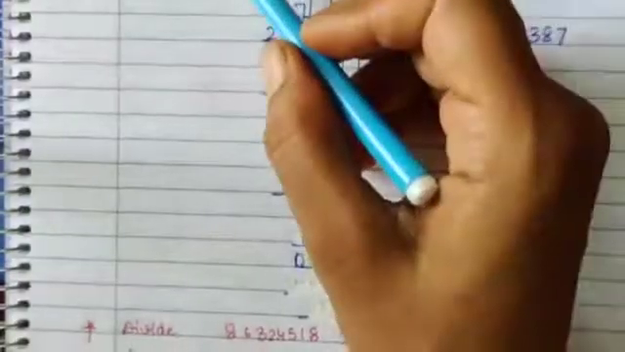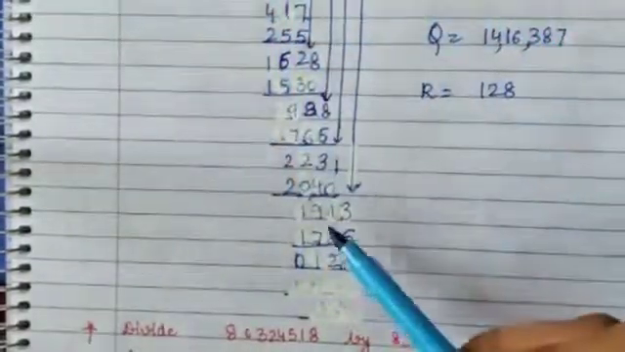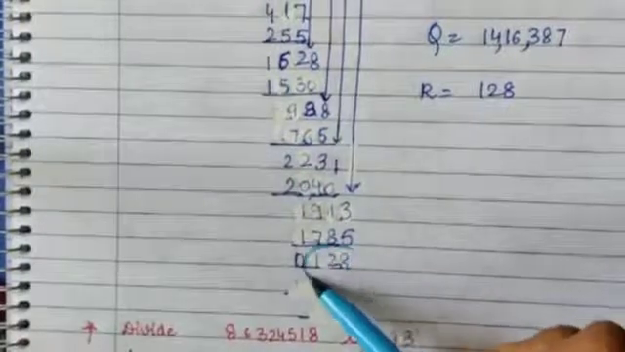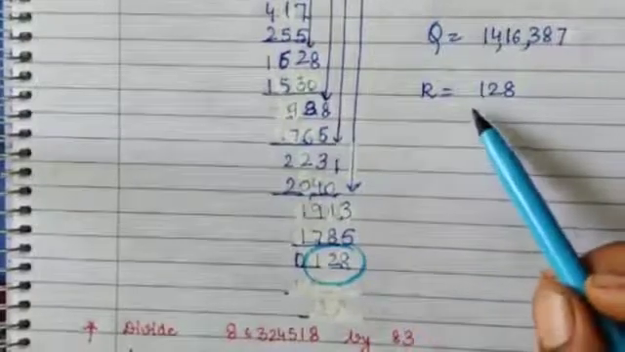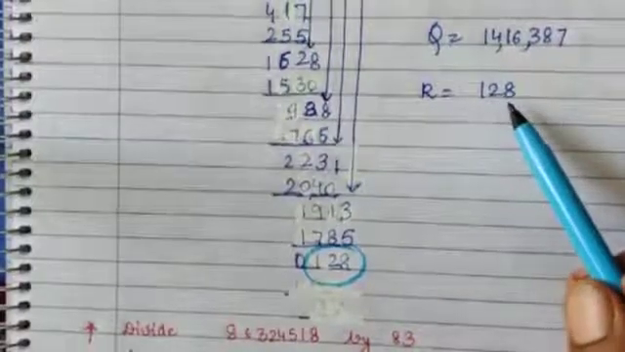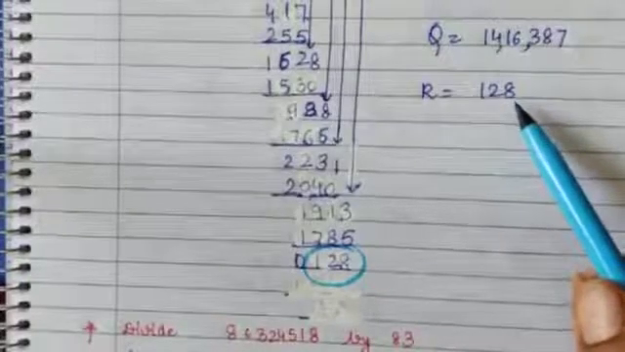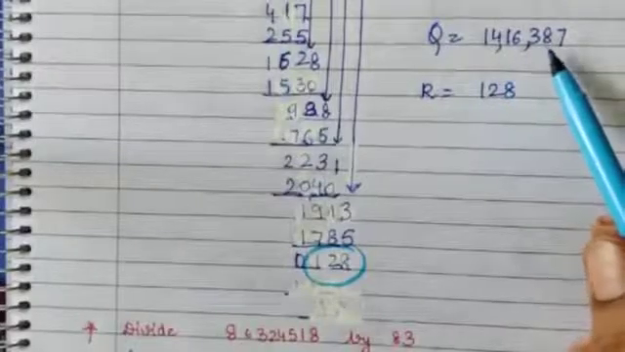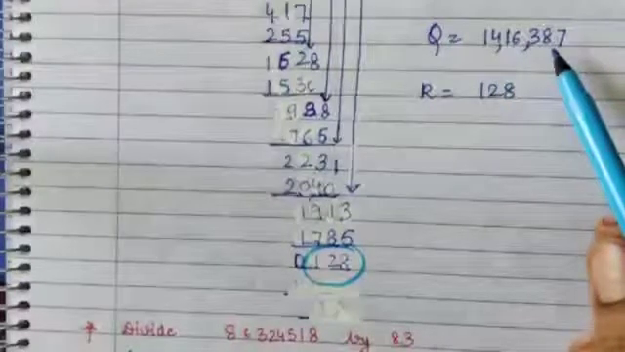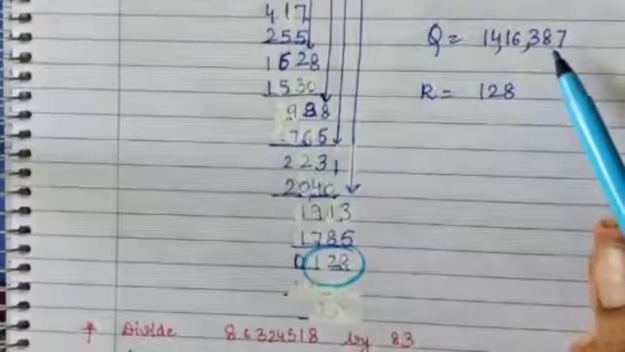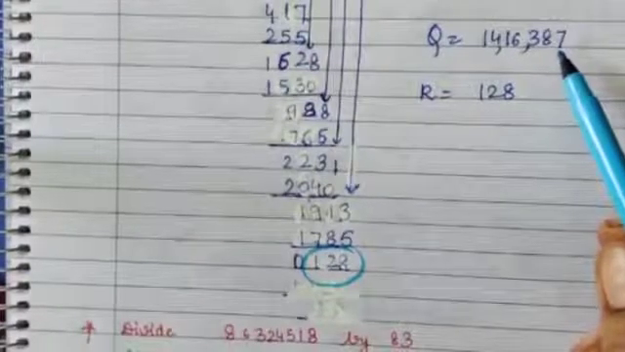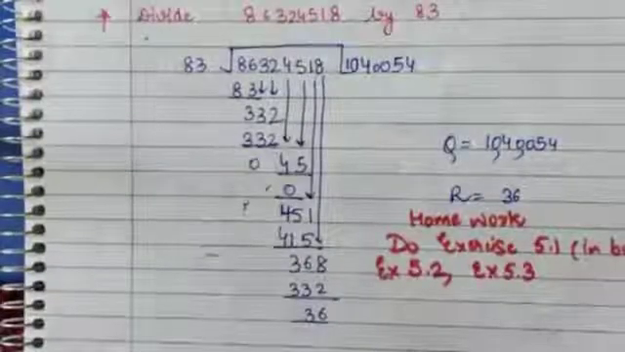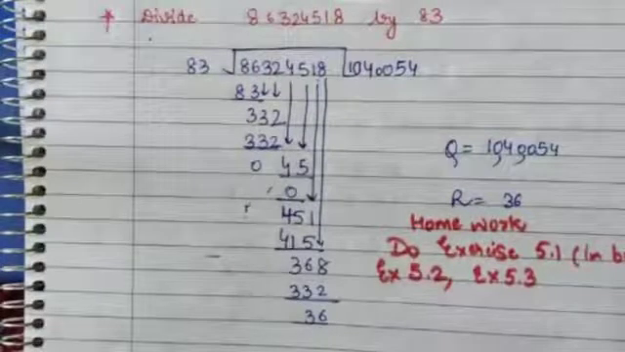Now 3 will come down. Now 255 into 7 is what? 1785. So what is the remainder we got? We got remainder 128. And what is the quotient here? That is 14,16,387. You can also check your answer with the help of the division algorithm. Clear?